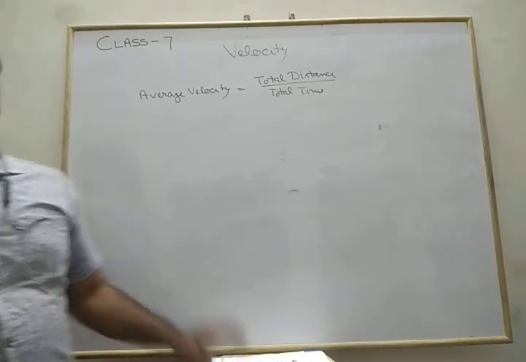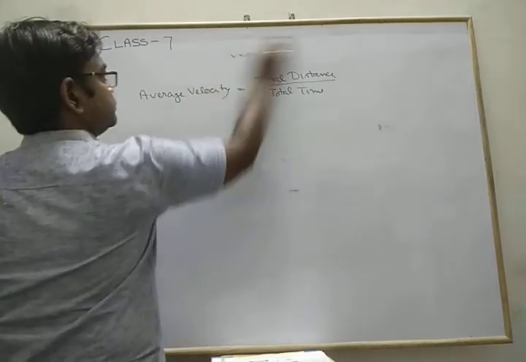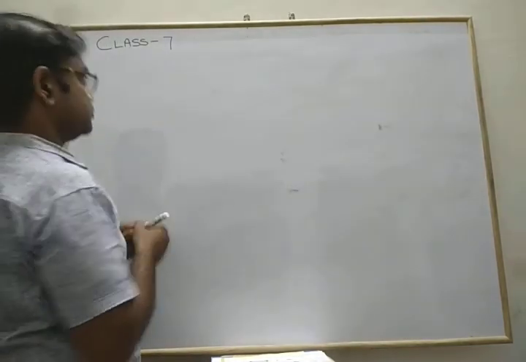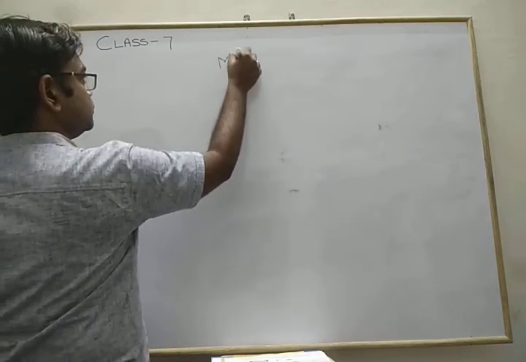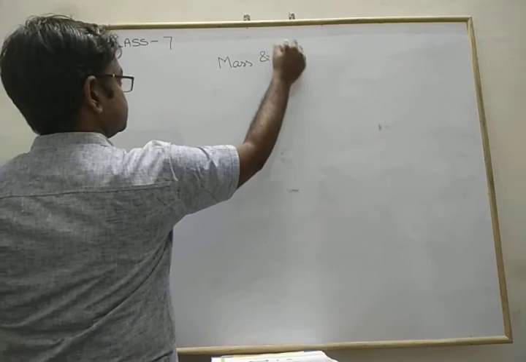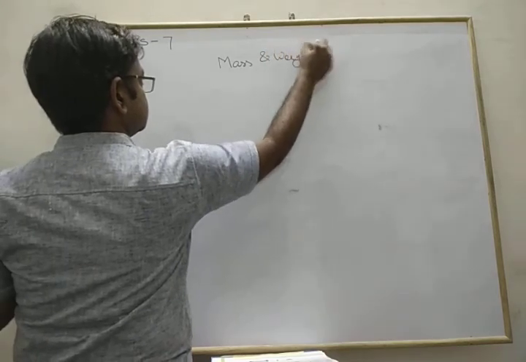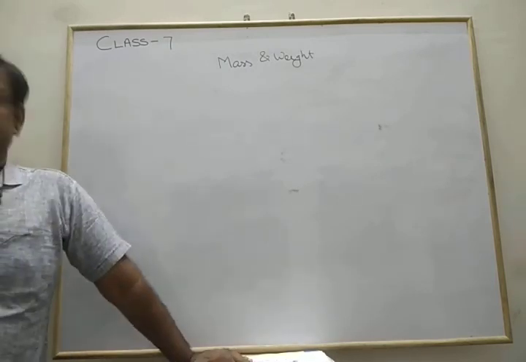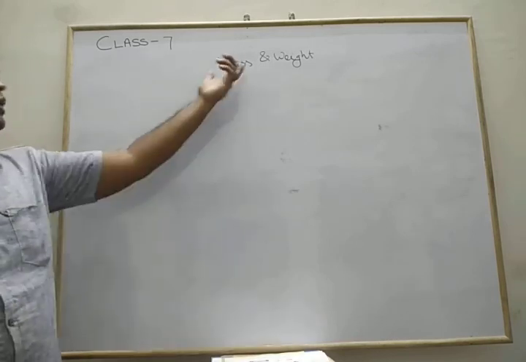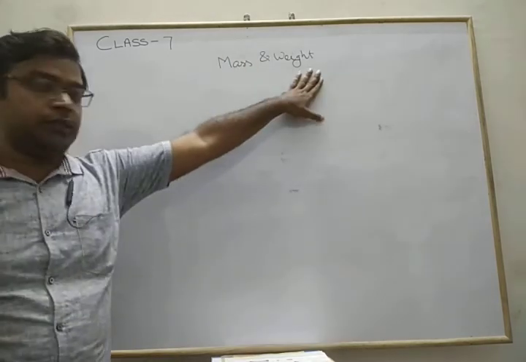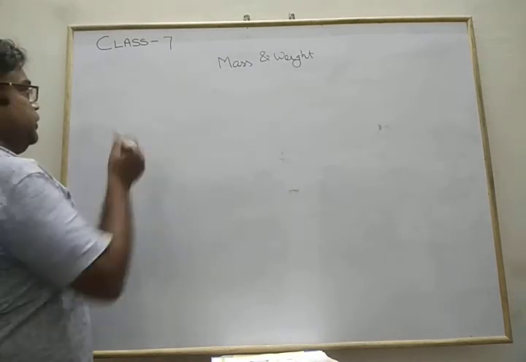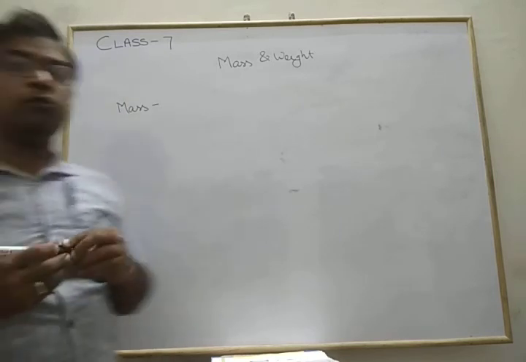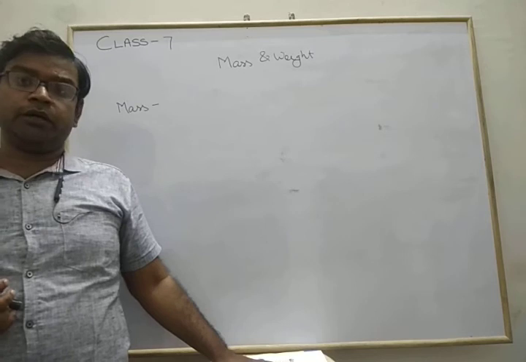Now we are going to discuss some new topic, mass and weight. In this, mass and weight, these two are different. One is one thing, the other is the other thing. So let's discuss what is mass, what is weight. Mass. Mass is the amount of matter contained in a body.